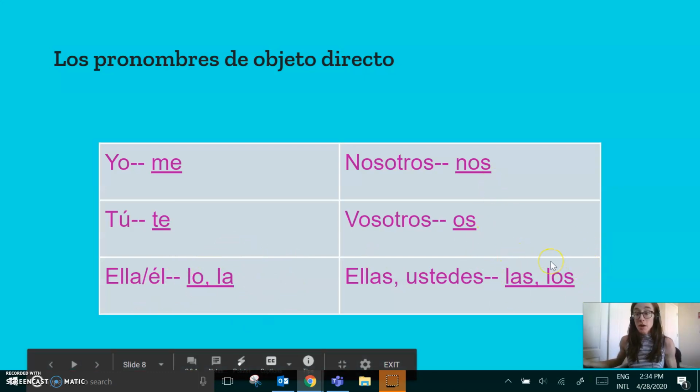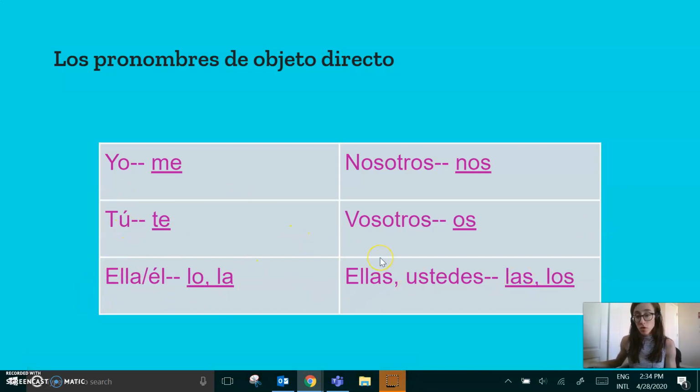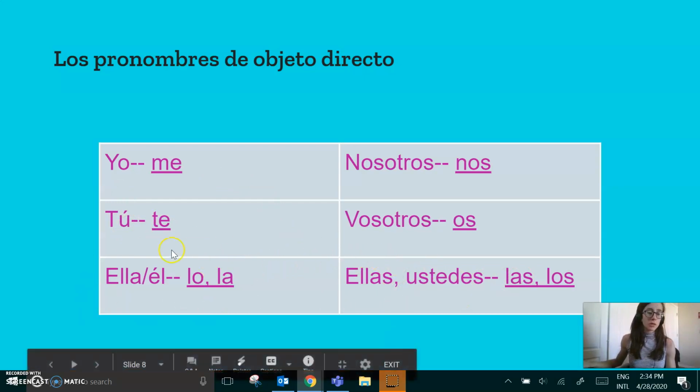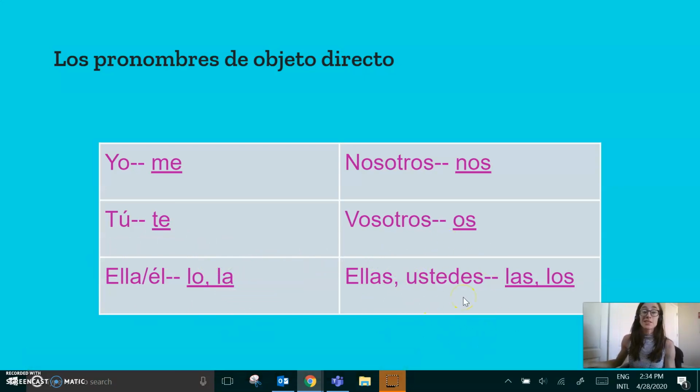los. And then a quick spiral back review here. There are a lot of options. In fact, there are as many options for ella and él and ellas and ellos as there are for yo, tú, nosotros, and vosotros. The reason for that is when we are talking about these third person singular and third person plural over here, we need to consider the gender of what we're talking about.